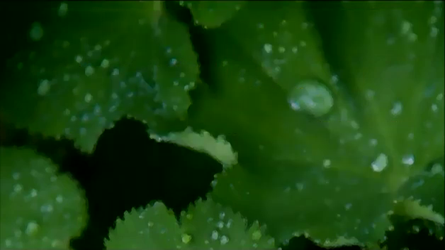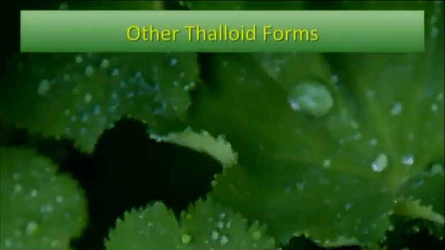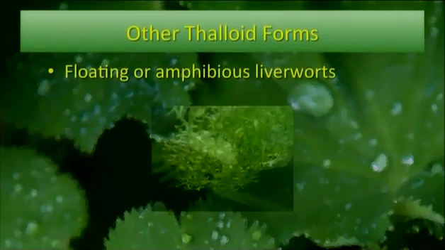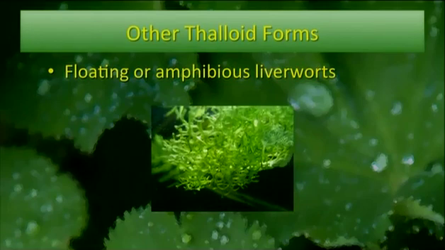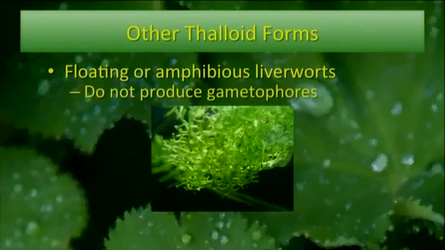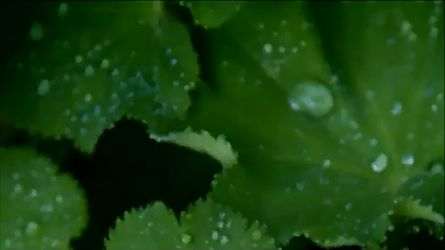Now other thalloid forms are floating or amphibious liverworts. Kind of interesting, they do not produce gametophores. Instead, the archegonia and antheridia develop within the thallus beneath the central grooves, where the sporophytes are formed too. The spores are dispersed as the thallus decays.